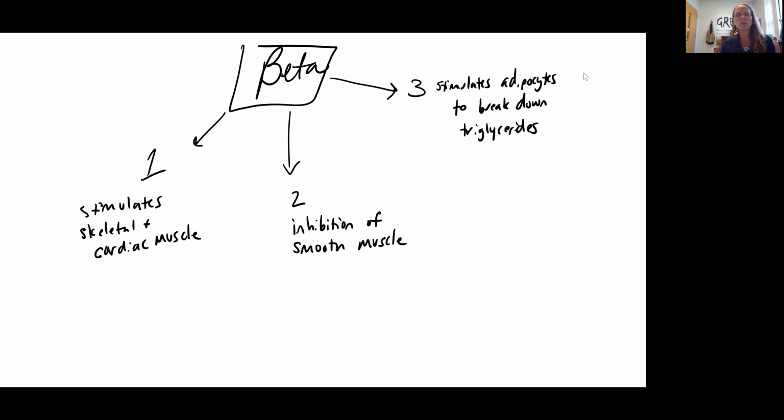And then your beta 3 receptors are located on your adipocytes and are going to be involved in releasing those energy reserves, so that breaking down of those triglycerides to release fatty acids. So again, here we can see norepinephrine being released, and depending on whether the cell has a beta 1, a beta 2, or beta 3, we're going to get it to either stimulate or inhibit that cell.